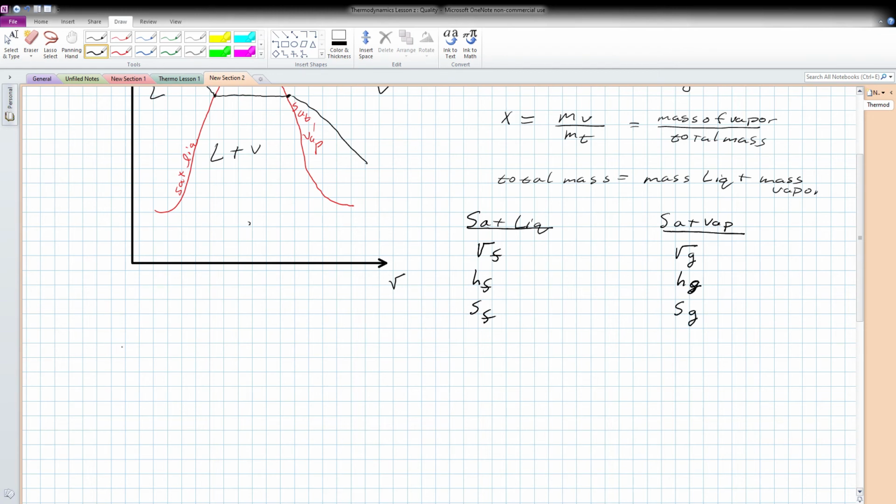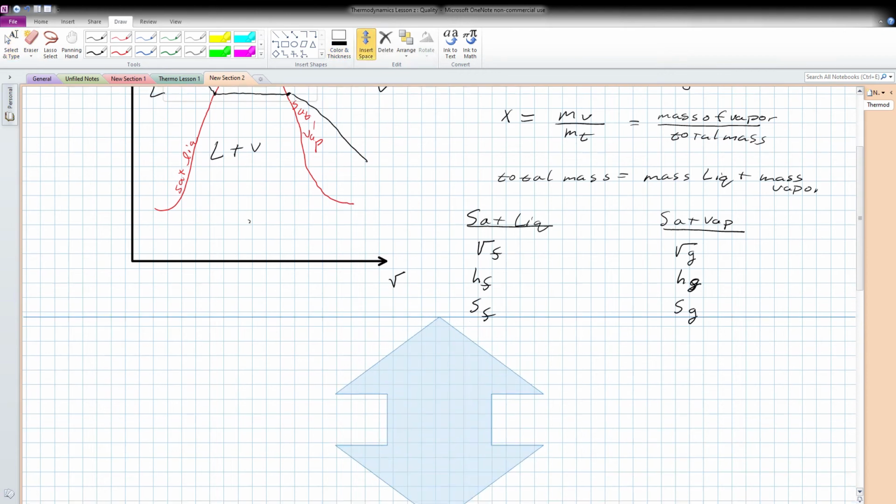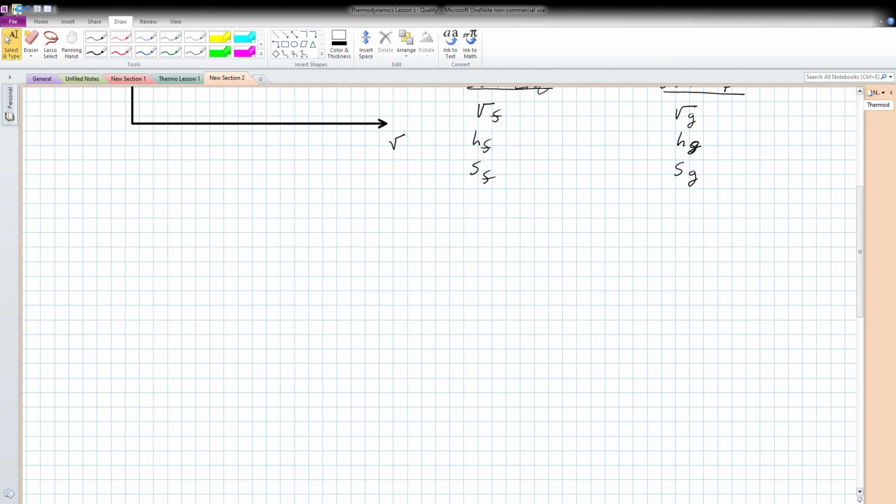Now the equations for quality. I'll label it as equations to get us more space to work with. For my specific volume at some point along the dome, the specific volume is equal to the saturated liquid value plus the quality times the difference in the specific volumes. I'll now explain. I'll write out h first: the equation for enthalpy, and the equation for entropy.